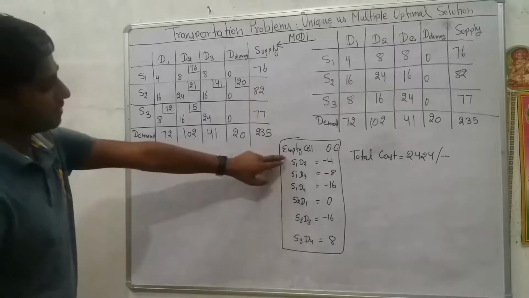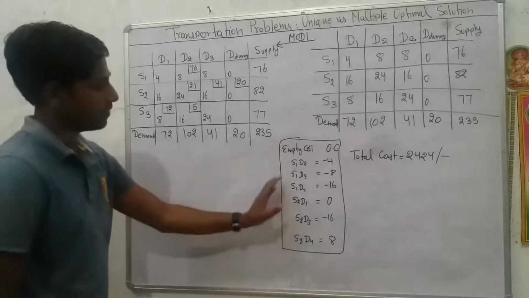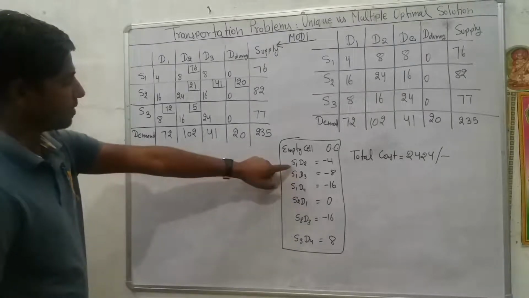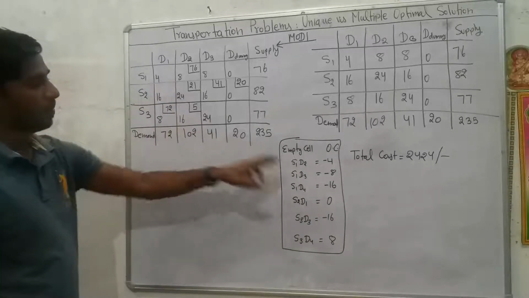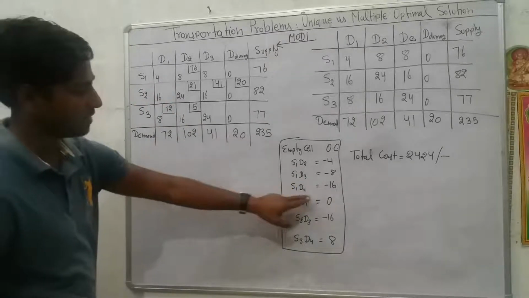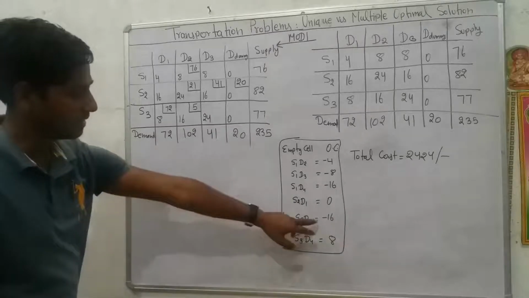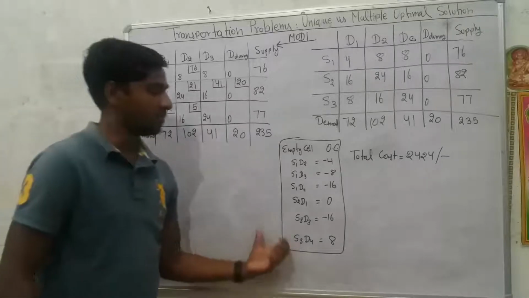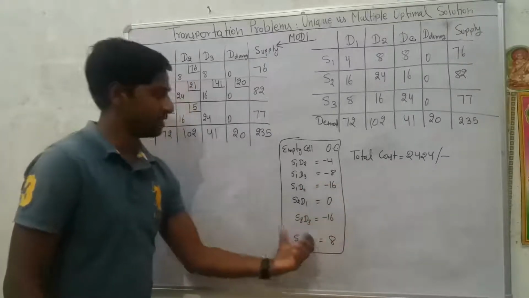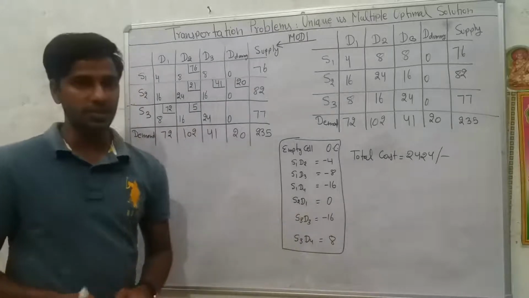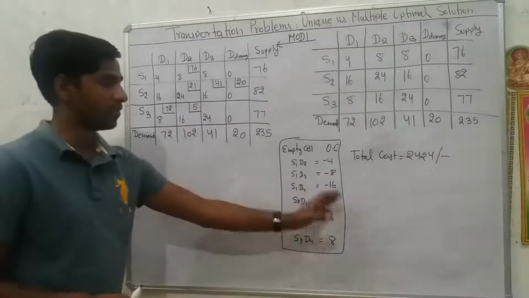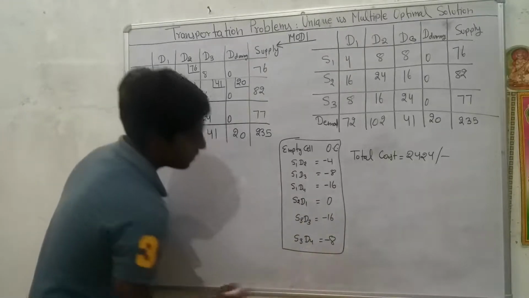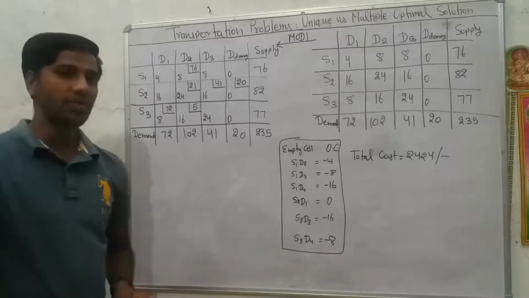And here are the opportunity costs of the empty cells of this particular table. It means for S1D2 the opportunity cost is -4, for S1D3 it is -8, for S1D4 it is -16, for S3D3 it is -16. So what is the condition of optimality? That all the opportunity costs of the empty cells should be negative or 0. None of the opportunity costs should be positive. So in this case, all of the opportunity costs are either negative or 0.